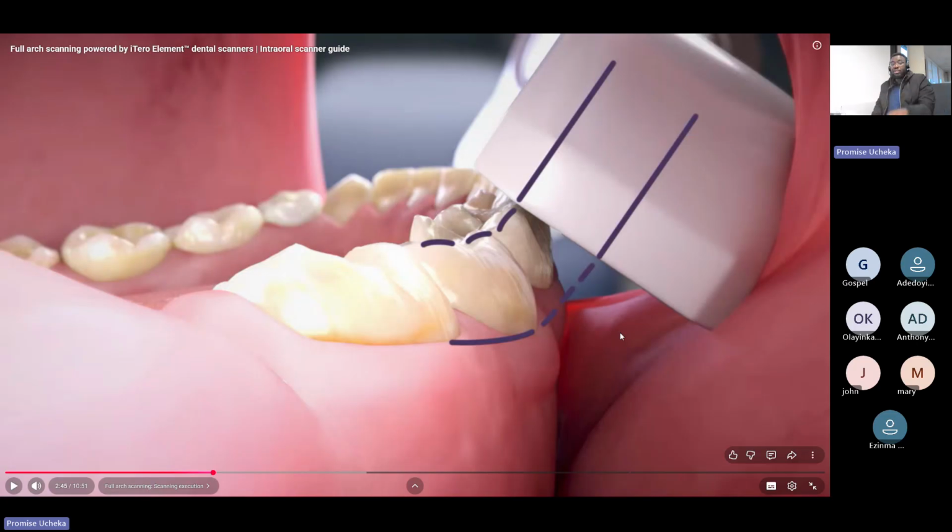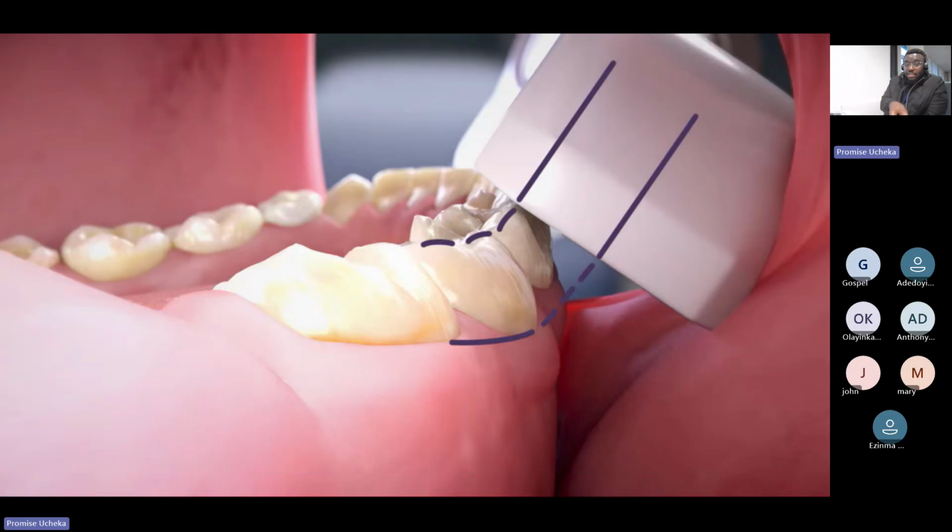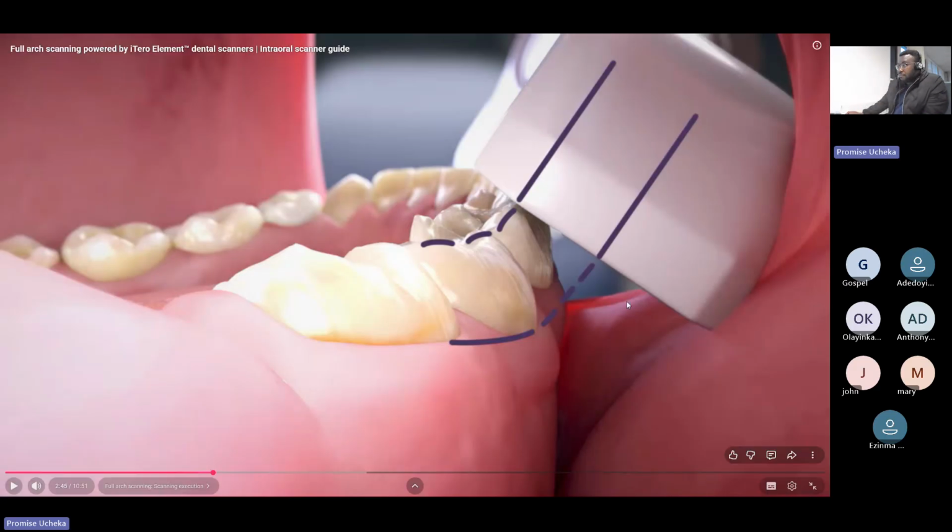So, some of the difficult areas. What it's doing here is highlighting some of the difficult areas to capture, especially when you have not really advanced in the skills of intraoral scanning. Sometimes you have problems, like I said, with the gingival margins. You may not be able to capture that properly. Sometimes you might miss the interproximal spaces. So these angles that the video is showing you is how you need to position your scanner in order to get those difficult places to avoid missing data.